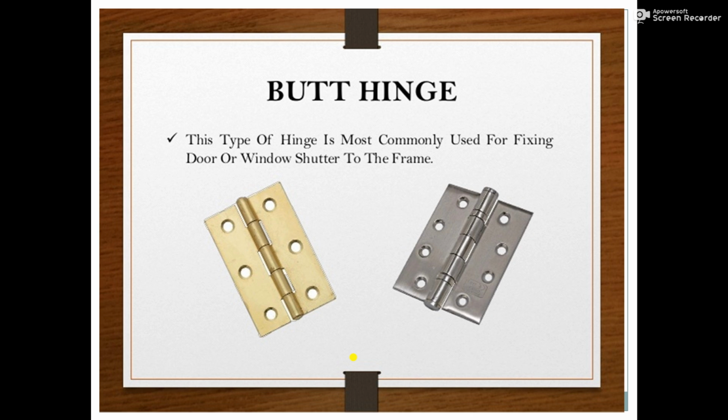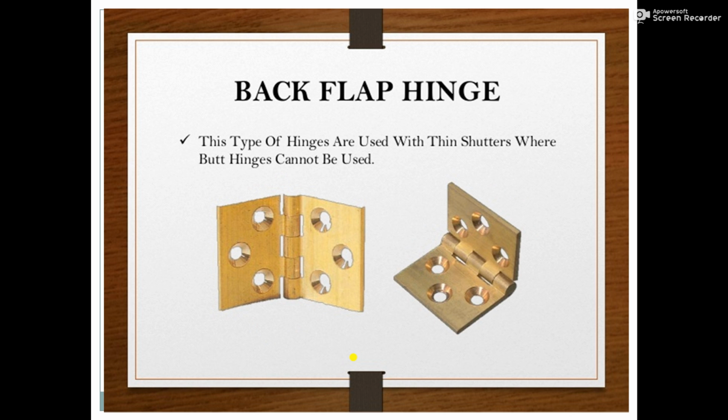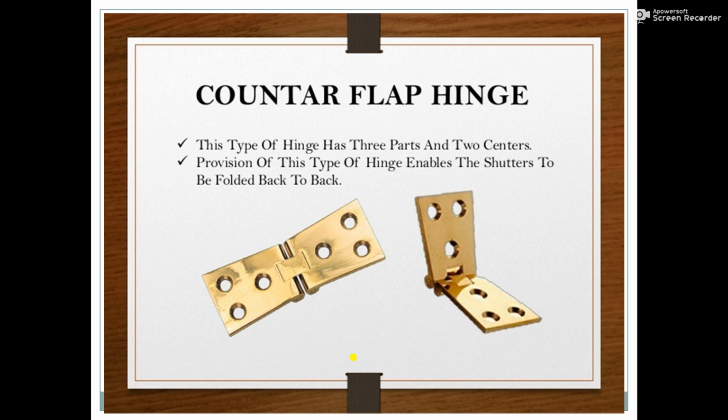So this is the image of the butt hinge. This type of hinge is most commonly used for fixing a door or window shutter to the frame. So these are the butt hinges. Then the back flap hinge. This type of hinge is commonly used with thin shutters where the butt hinges cannot be used. Back flap hinges are fully openable up to 180 degrees. So where the butt hinges are not applicable, the back flap hinges are used.